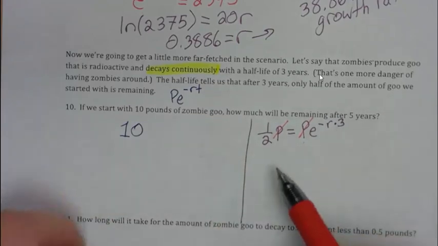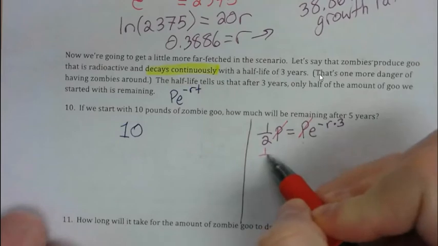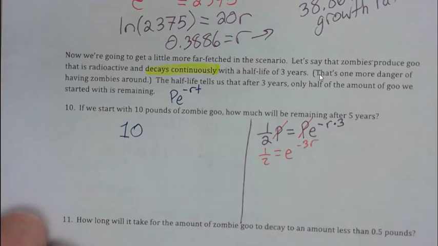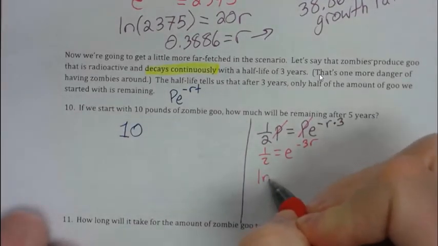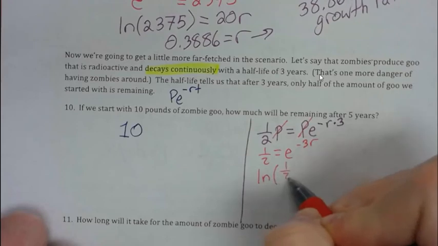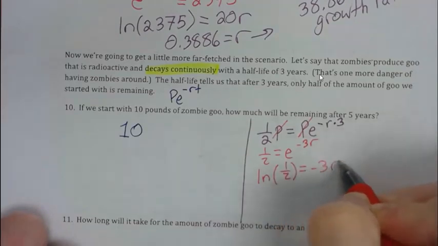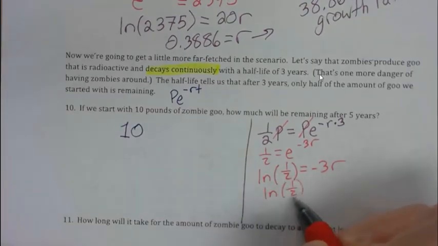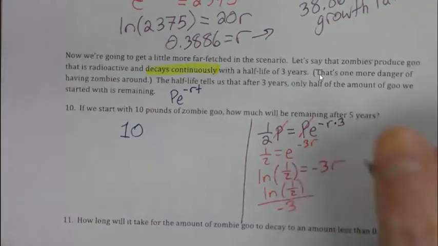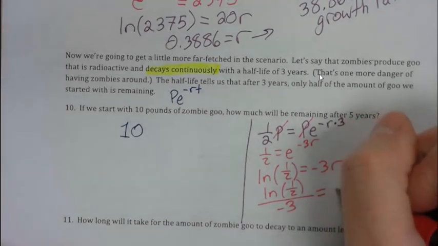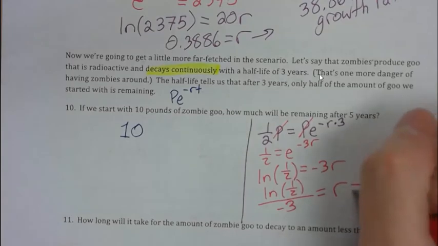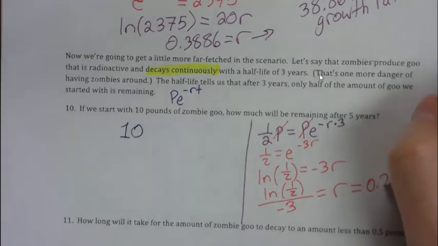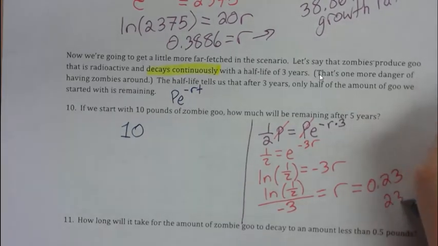Now, from here, I basically can rewrite my problem first. 1/2 equals e to the negative 3r. And then rewrite as a natural logarithm. So natural log of 1/2 equal to negative 3r. And then divide both sides by negative 3. So I would have natural log of 1/2 over negative 3, and that is going to be equal to my r value. And that equals 0.23. So it's going to be a 23% change.